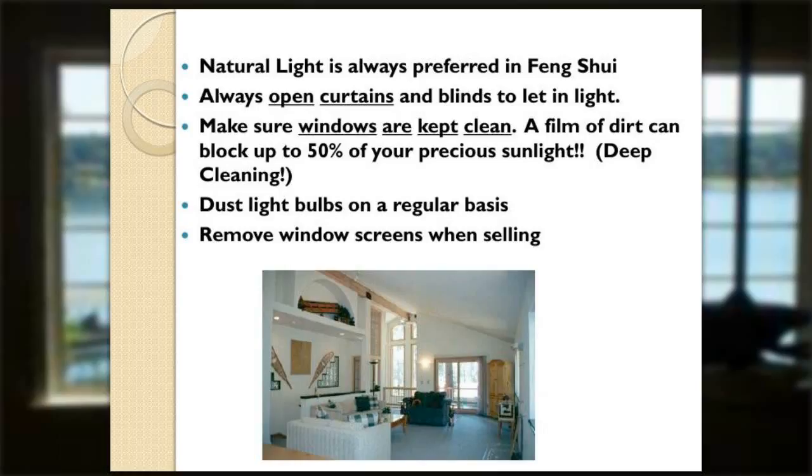Always open the curtains and the blinds to let in the light in the morning. Always. Make sure the windows are kept clean. A film of dirt can block up to 50% of that precious sunlight that we're so interested in. Again, think of that deep cleaning that we mentioned. Every once in a while, dust your light bulbs on a regular basis. They also have the chance to stop an awful lot of very positive lighting in a room. And when you're selling especially, remove the window screens.